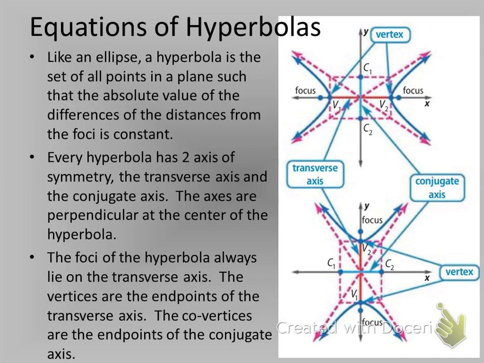Like an ellipse, a hyperbola is the set of all points in a plane such that the absolute value of the differences of the distances from the foci is constant. Basically, what it means is this. There is a focus and a vertex. The differences of the distances from the foci is constant at all times. So this distance to here, this distance to here. On the other side, this distance to there, this distance to there.